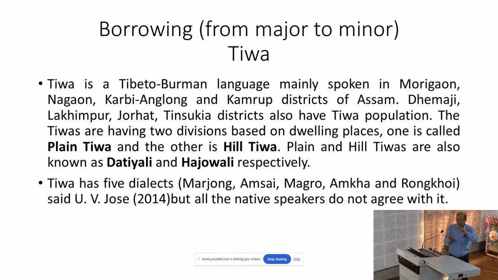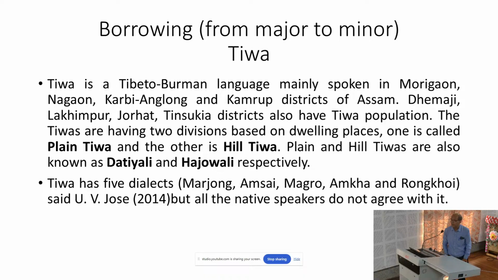Coming to the words from the minor to the majority. Now it's the other way around, the other way traffic coming from the major to the minor. Now there is a language called Tiwa, which is spoken in Morigaon, Nagaon, and that's a Tibetan language.